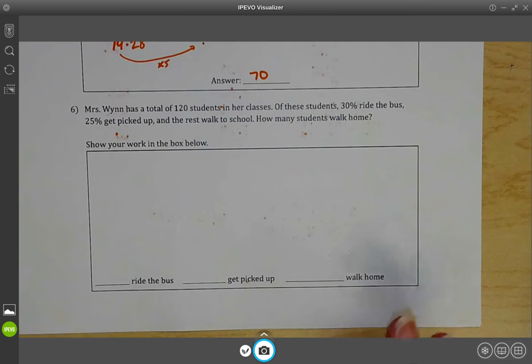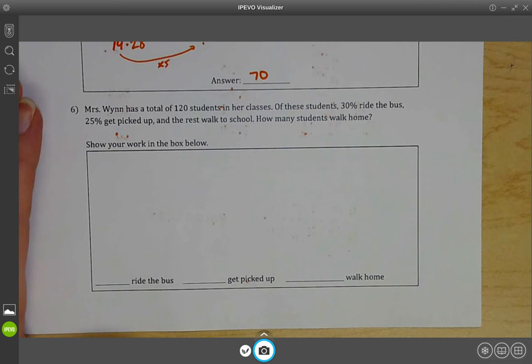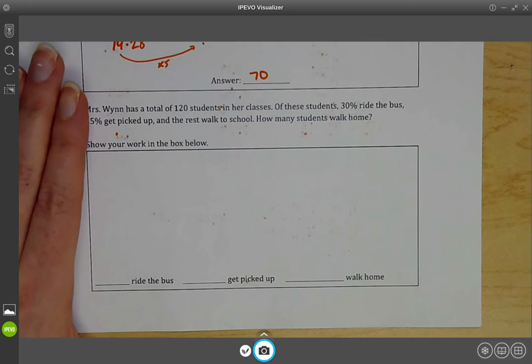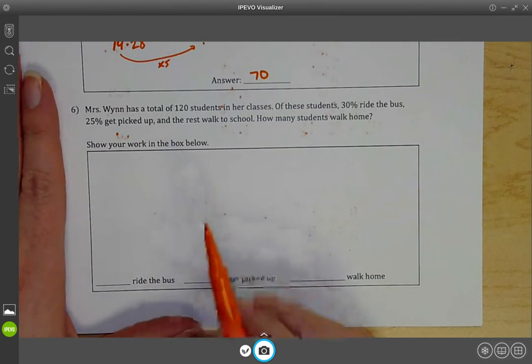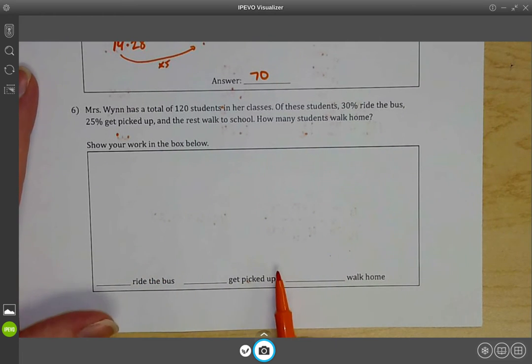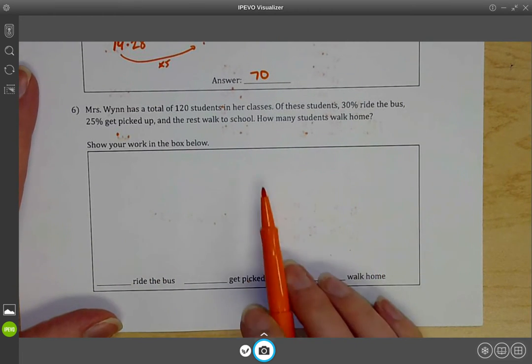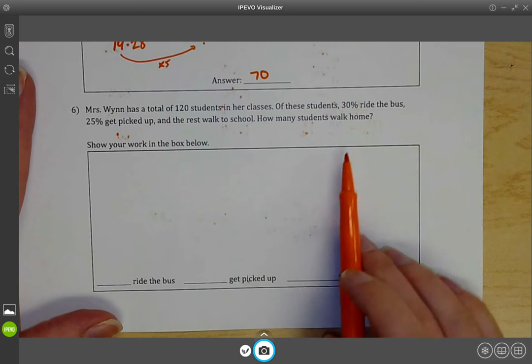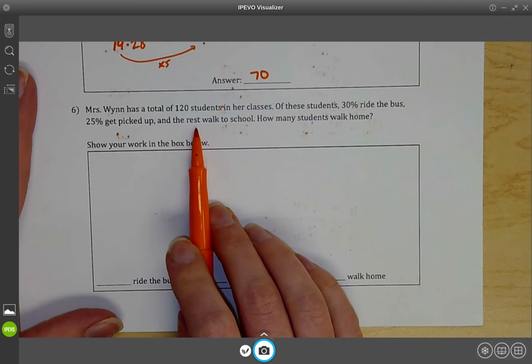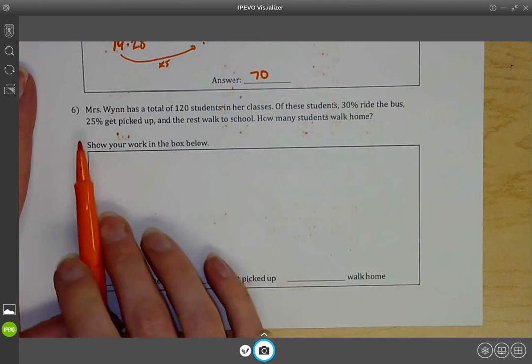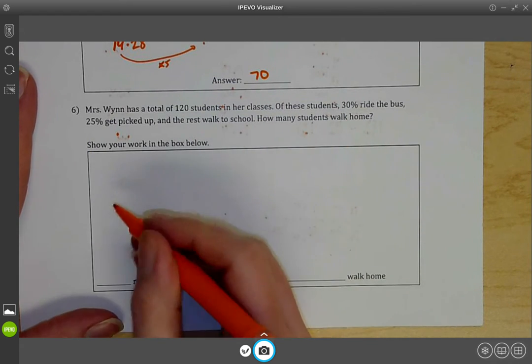Question 3. Mrs. Wynn has a total of 120 students in her classes. Of these students, 30% ride the bus, 25% get picked up, and the rest walk to school. How many students walk home? I guess the question here should have said how many walk to school, but that's neither here nor there. So we're looking for numbers of how many ride the bus, get picked up, and walk home. Specifically, it asked about how many students walk home. We're told 30% and 25% and the rest. So we have to assume, if we're talking percents, that the rest would add up to 100, right?